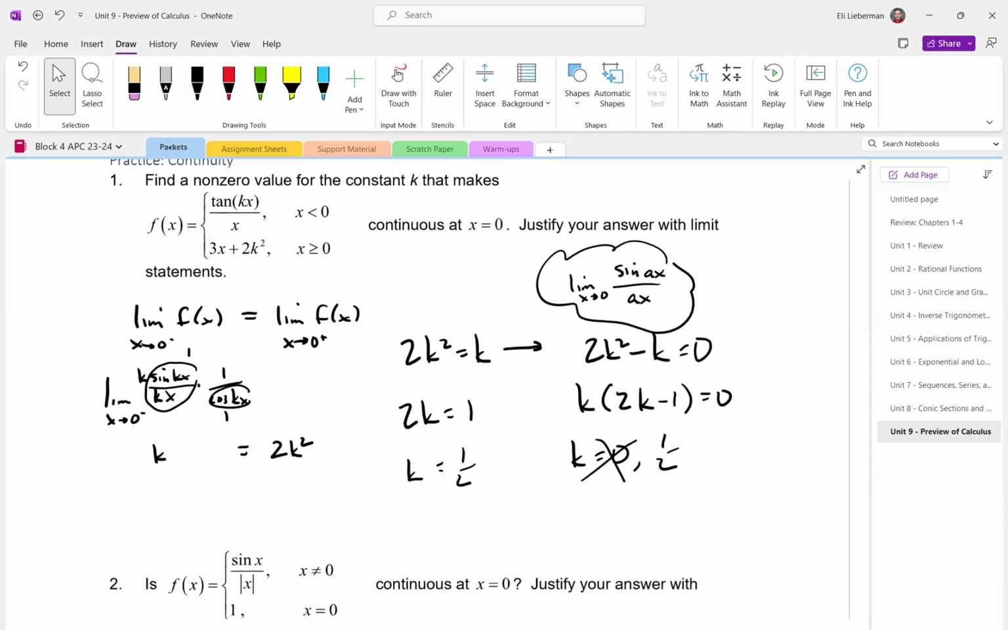All right, we want it to be continuous, so we're just checking to see what happens here. It's not continuous everywhere, but at x is going to be there. This is continuous everywhere.